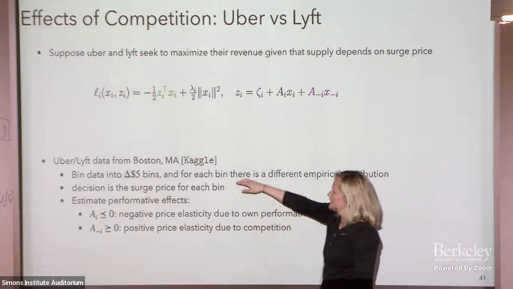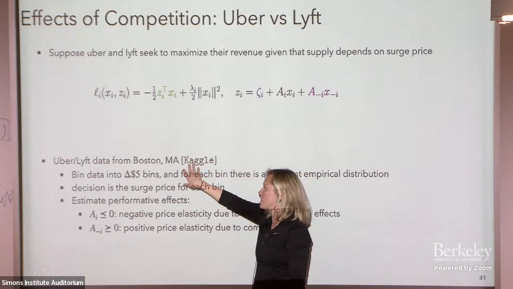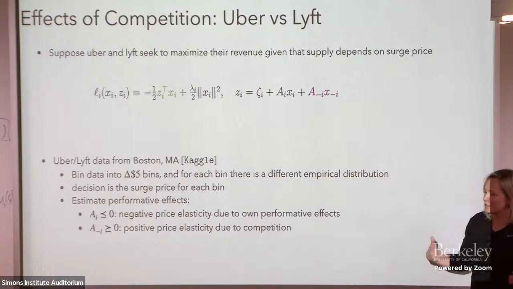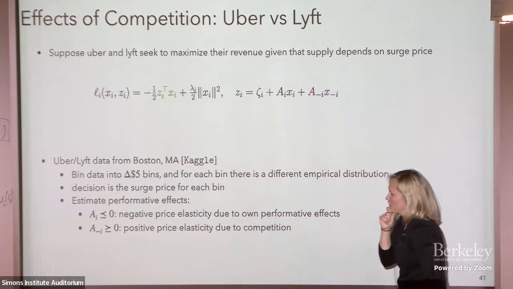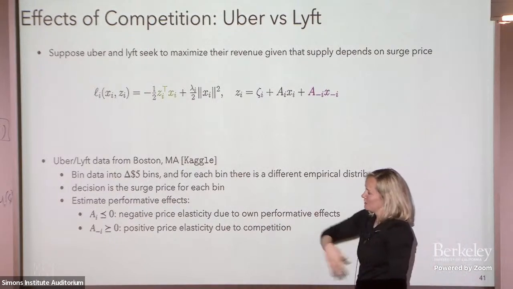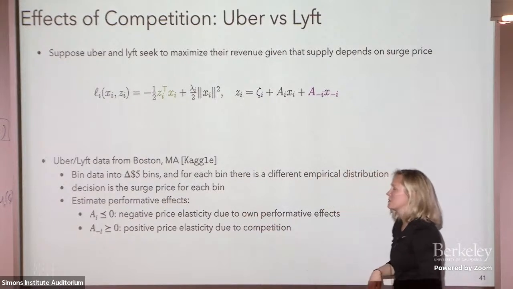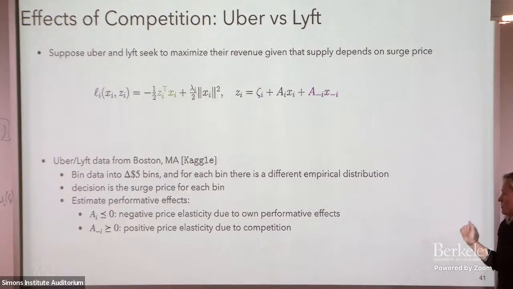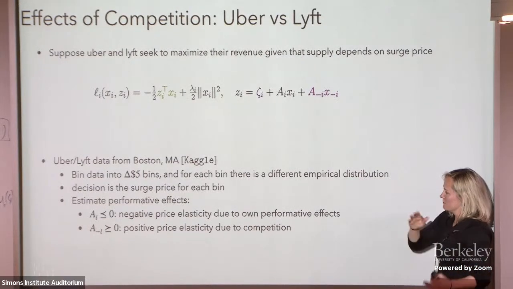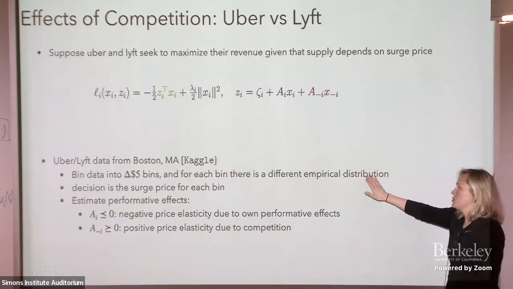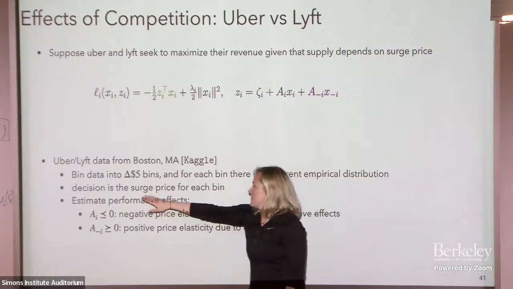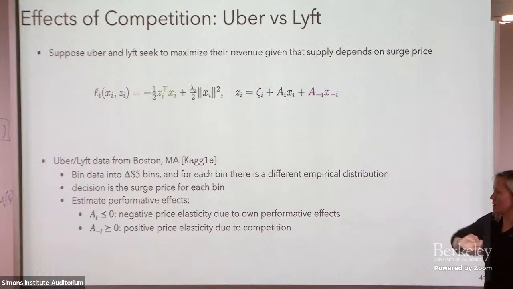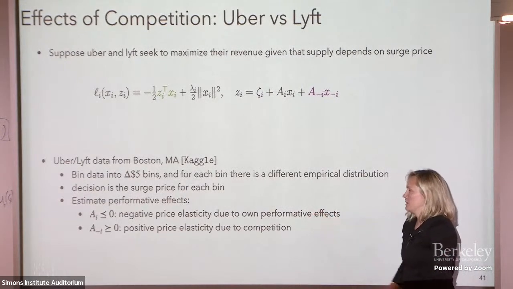There's a nice little data set on Kaggle from Boston that has both Uber and Lyft data in it. It's really hard to find these nice data sets where people have actually taken multiple actions and users have responded, much less have this competition. This data set's not huge, but it serves its purpose. We take the data, which has rides at different prices with different surge mechanisms from different locations for each of the services in Boston over a 14-day period. We bin the rides into $5 increments, so 0 to 5, 5 to 10, and so on. For each bin we have an empirical distribution, so we just sample from that bin, and we treat the decision as the surge price for each bin. So how much do you add extra on top of the cost? And then we estimate these performative effects from the data.